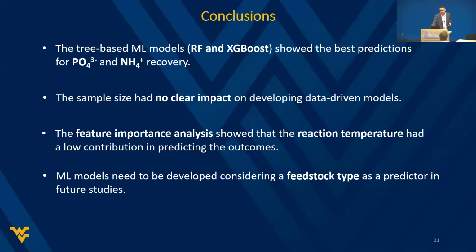So the conclusion: the tree-based models, random forest and XGBoost, show the best prediction models for ammonium and phosphate recovery. The sample size has no clear impact on developing the data-driven model in our study. And the feature importance analysis shows that the reaction temperature had a low contribution in predicting the outcomes, and machine learning needs to be developed considering feedstock type as a predictor in future studies.